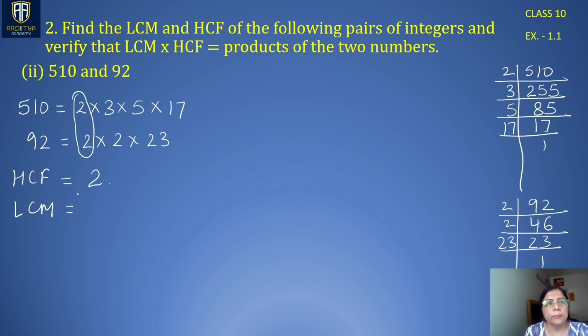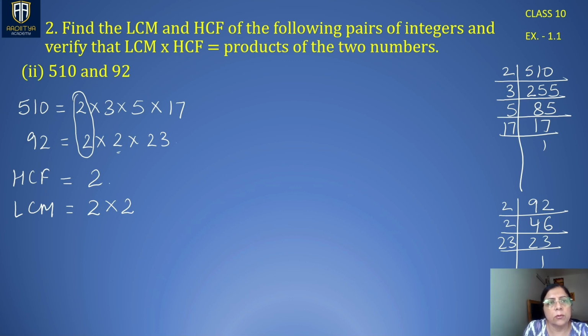Regarding LCM, I told you the numbers which are common have to be written once. Like 2 is common to both the prime factorizations, so 2 will be written once, right? But the rest of the factors which are occurring either in 92 or in 510, they have to be there as many times as they are occurring in the prime factorization. So like we come to 2. Now 2 is only in 92, but since the common thing has been taken as once, this has nothing in common, so it should be taken once.